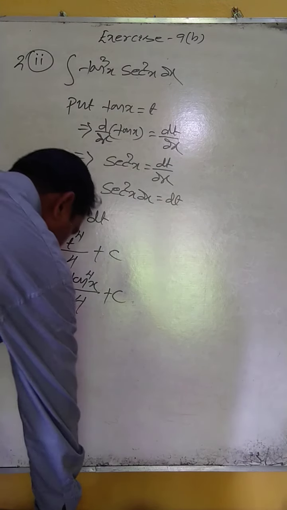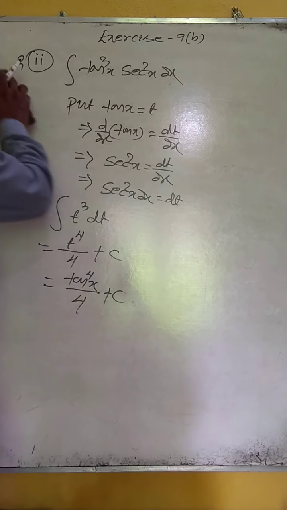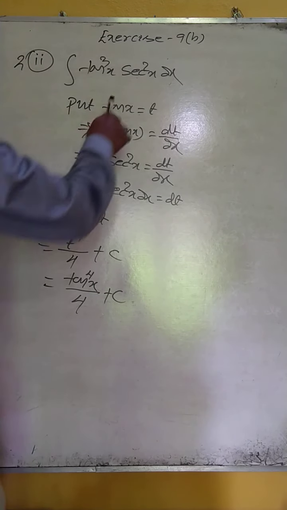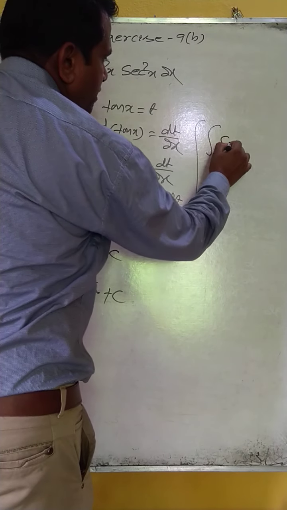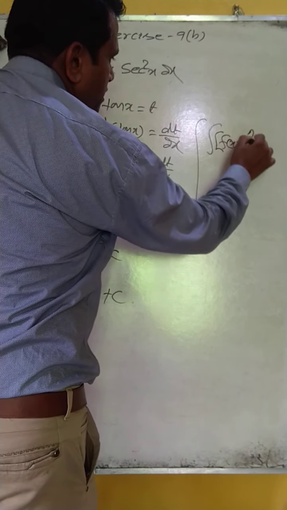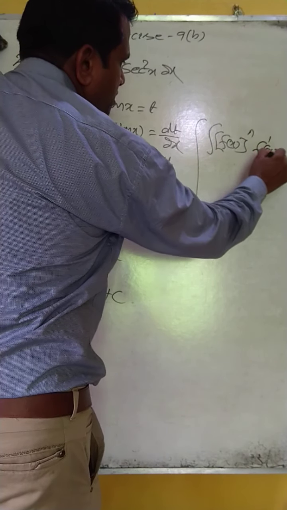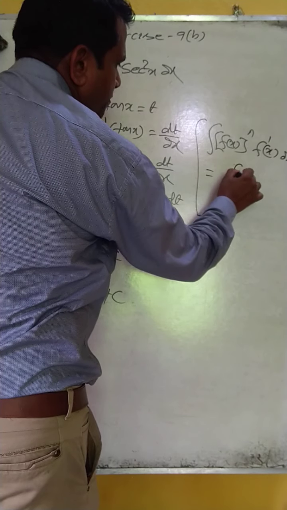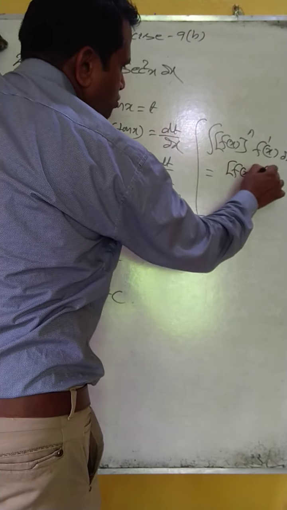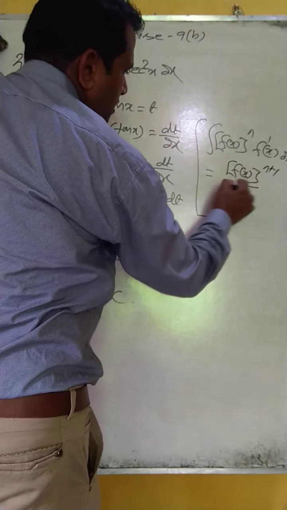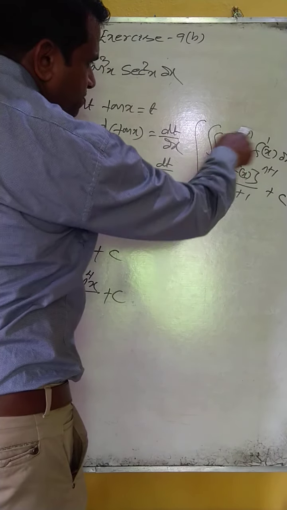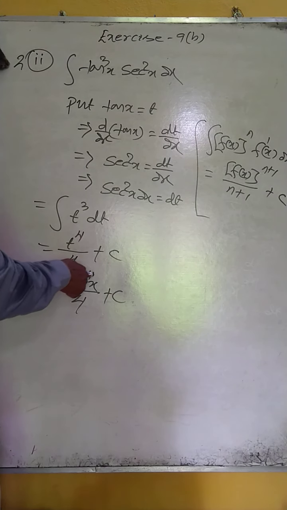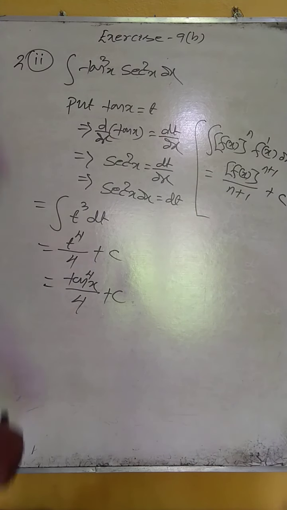Okay, next we discuss another point. If we directly put the formula integral of f of x whole to the power n f dash x dx, you know that it is f of x whole to the power n plus 1 divided by n plus 1 plus c. Here the derivative of tan x is sec square x. If we put directly this formula, then we also get tan to the power 4 x by 4 plus c.